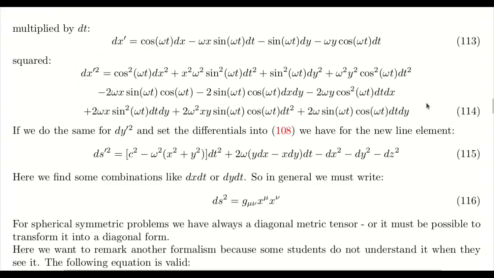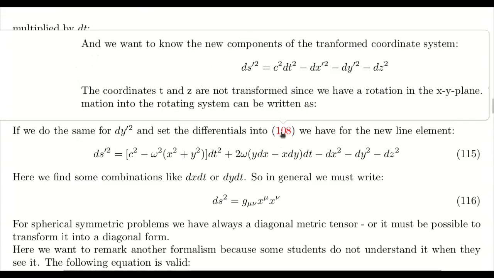We have here 4 addends and squared, so we get here many addends. And we do the same for the differential dy, or dy primed squared. And now we substitute them in 108 here, the primed dx, dy.